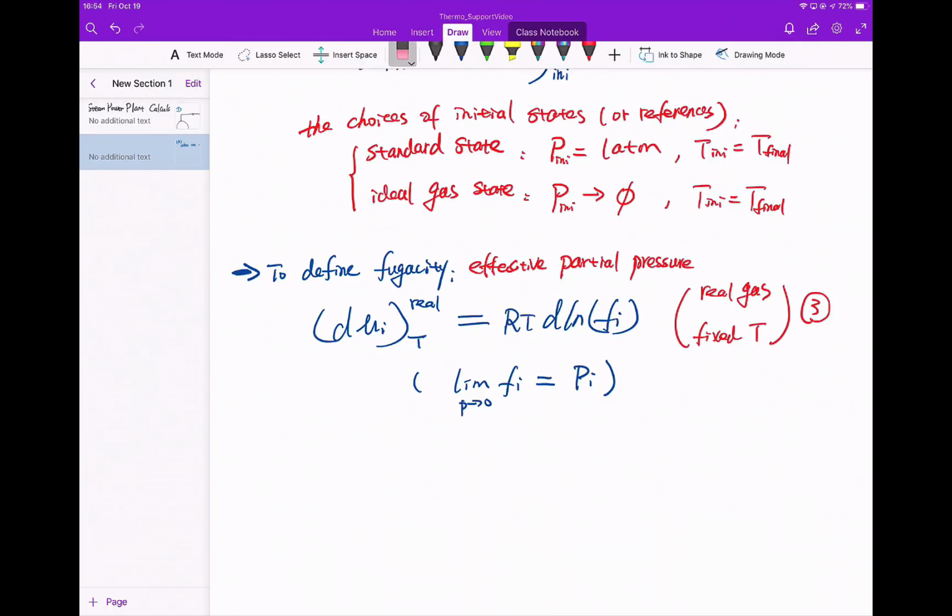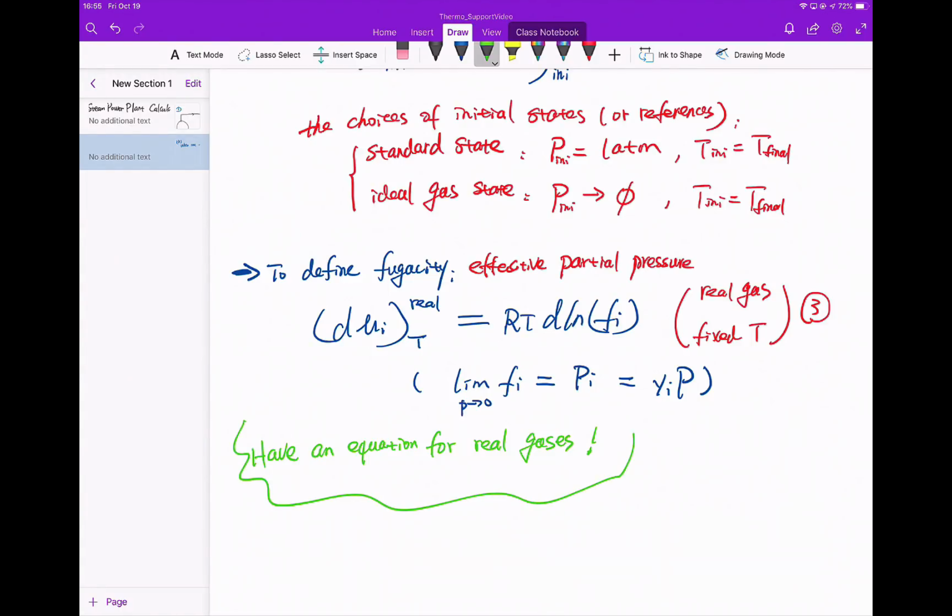And Pi over there we can further write down as Yi times P total. So we are very happy to have an equation for real gases.